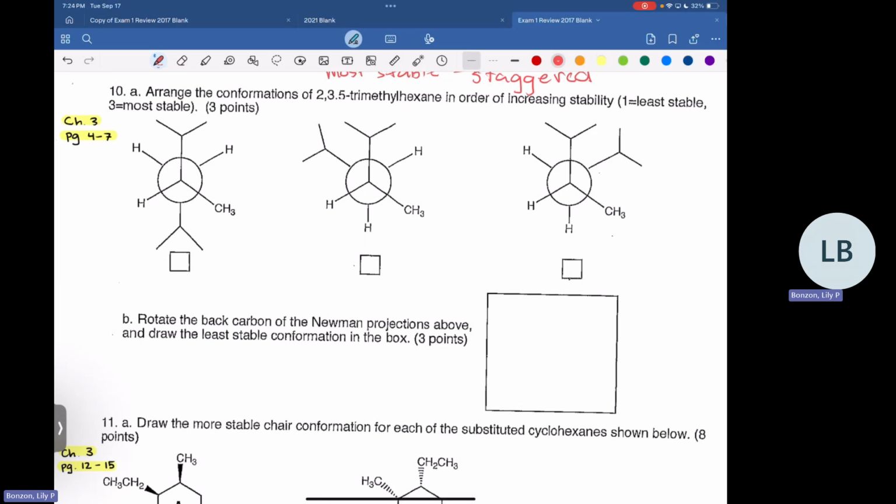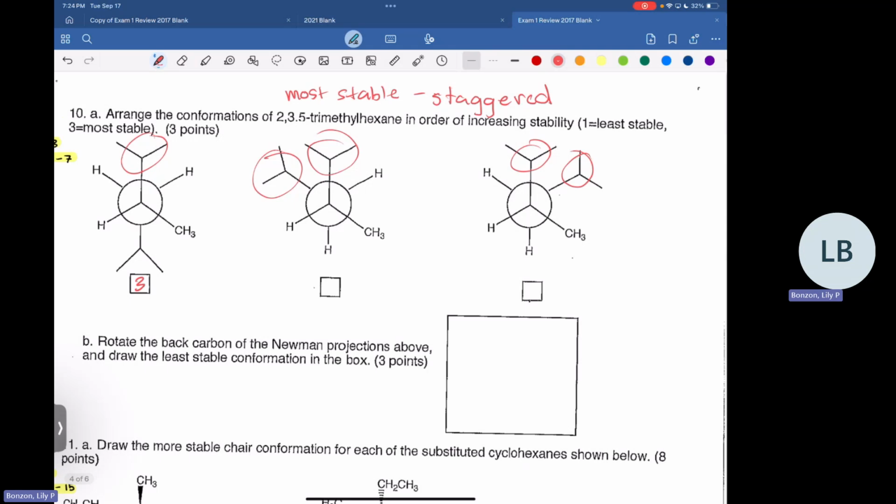So the next thing that we're going to look at is we want the biggest groups to be as far away from each other as possible. We see that we have a couple of big groups, isopropyls, on all of them. And it's the same molecule just rotated, so we just want to find the rotation that's the best. In the one on the left, both of those isopropyl groups are directly across from each other, so that's as far away as they can be. In the other two, they're next to each other, so that's going to be more steric hindrance. So the first one is going to be the most stable automatically because the big groups are as far away from each other as possible.